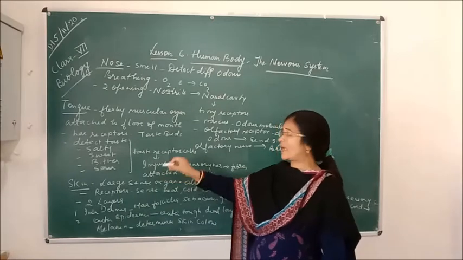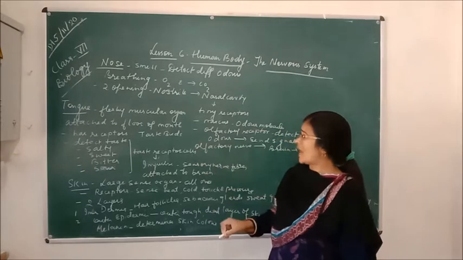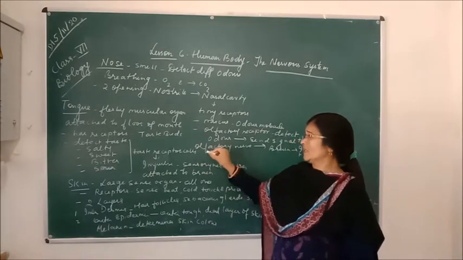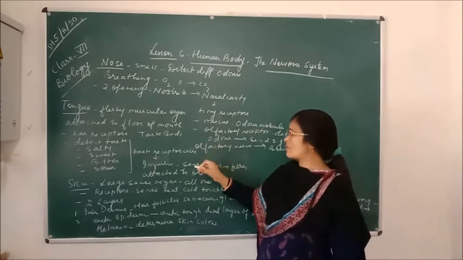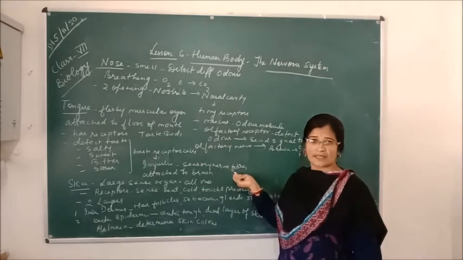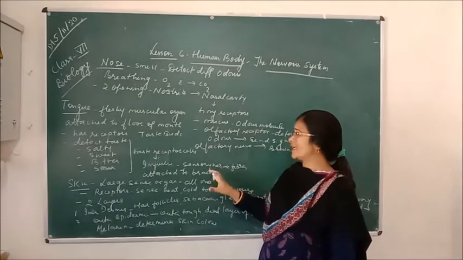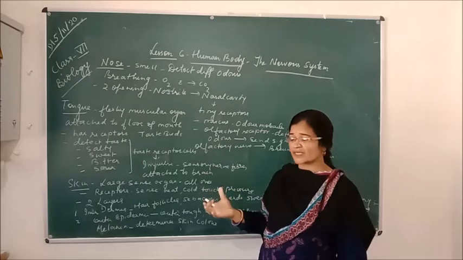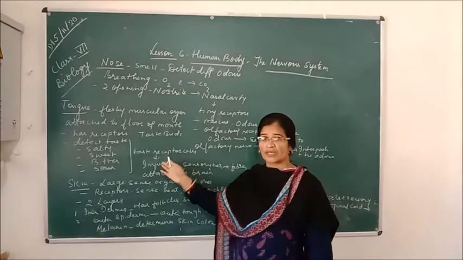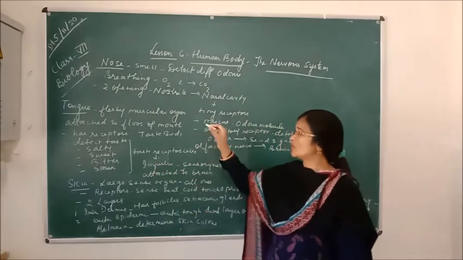And these tastes can be detected by the taste receptors which are present in the tongue, and from there the message in the form of impulse is sent to the sensory nerve fibers, and these sensory nerve fibers are attached to the brain. Then the brain interprets what type of taste it is, whether it is salty, sweet, bitter or sour. Now this is about the tongue.